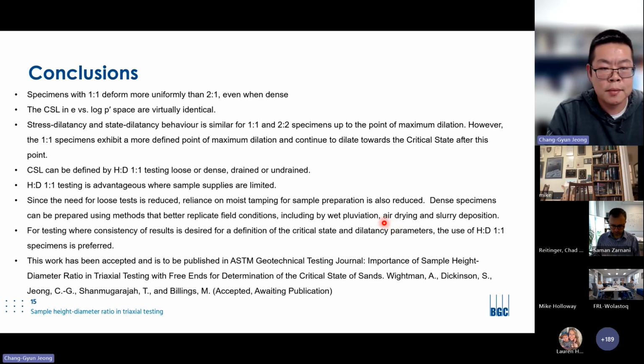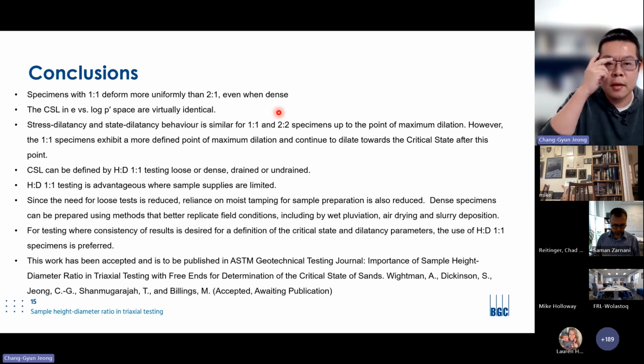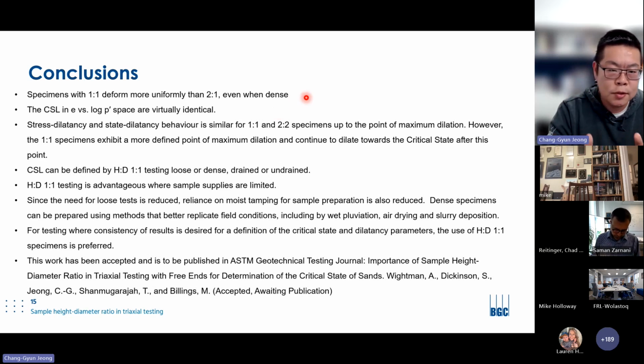So, conclusion: specimens with 1-to-1 deform more uniformly than 2-to-1, as I showed, and the critical state lines in e versus log p' space are virtually identical. Stress dilatancy and state dilatancy between 1-to-1 and 2-to-1 specimens up to the point of maximum dilation are similar, but the 1-to-1 specimen exhibits a more defined point of maximum dilation and continues to dilate towards the critical state after that point. And the critical state line can be defined by 1-to-1 testing, loose or dense, drained or undrained, regardless.